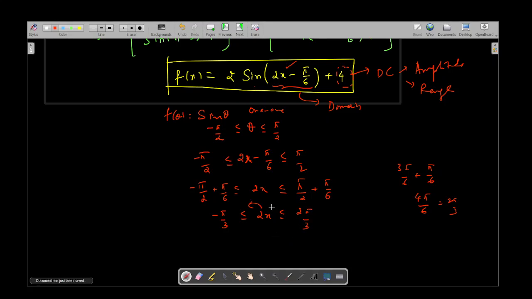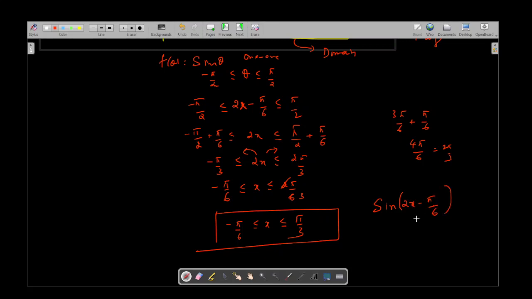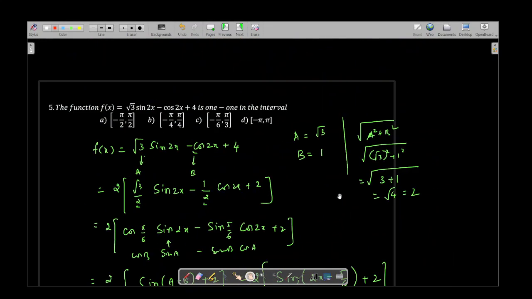Now I'll take this 2 on either side. I'll divide by 2. When you divide by 2, you'll get minus pi by 6 less than or equal to x less than or equal to 2 pi by 6, that is pi by 3. So now I get minus pi by 6 less than or equal to x less than or equal to pi by 3. So sine 2x minus pi by 6 is 1 1 in this interval, minus pi by 6 to pi by 3. So the option is C. Thanks for watching.